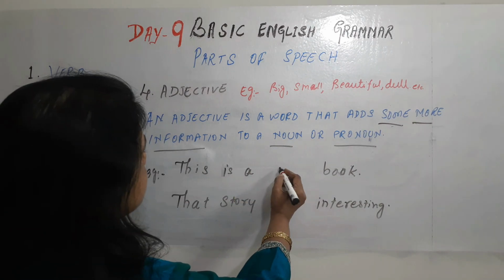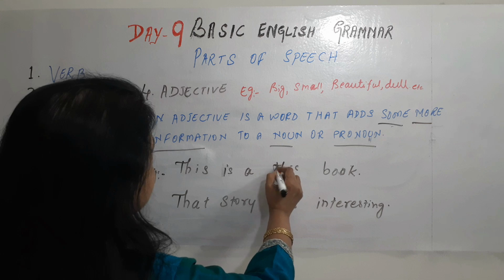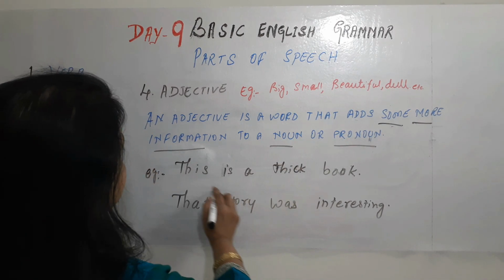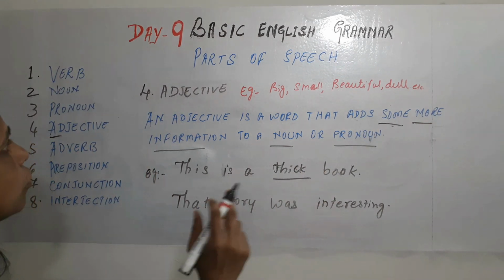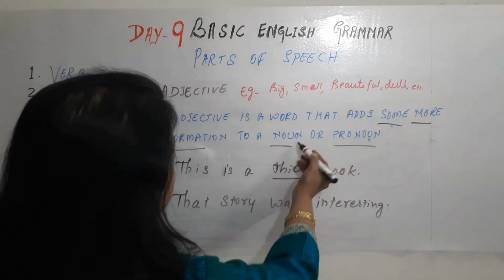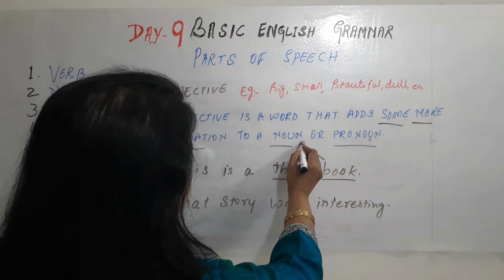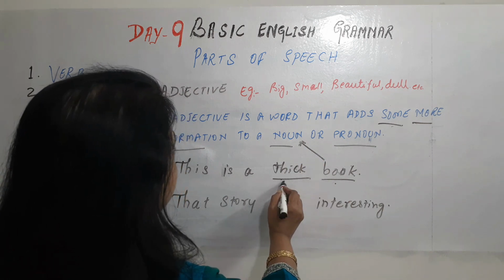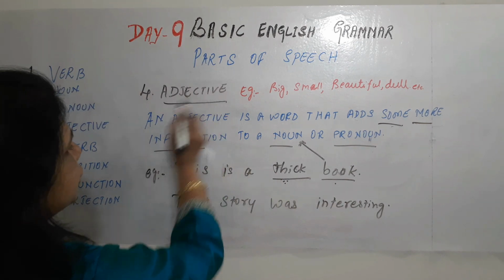This book is a... So I can say this is a thick book. Thick also describes the book. Book is the noun. So it is describing the book, how it is thick. So that's the reason it is called an adjective.